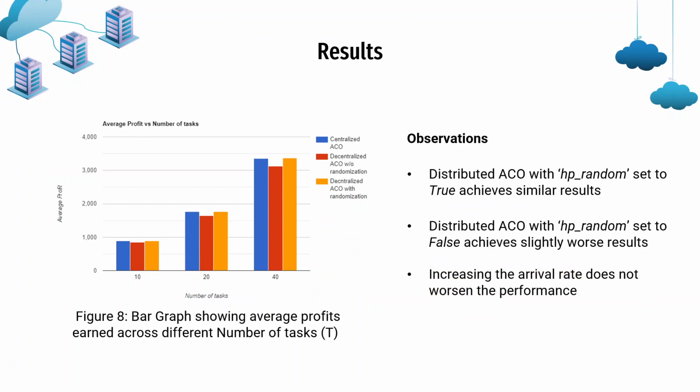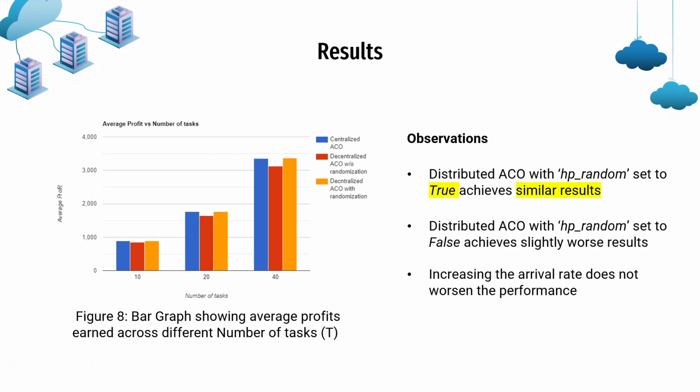Overall, the results shown by the algorithm were quite promising. As you can see in figure 8, the bar graph demonstrates the average profits earned across different tasks. The blue graph is for the centralized algorithm, or the centralized benchmark. The red and yellow graphs are for the distributed algorithm with HP_random set to false and true respectively.